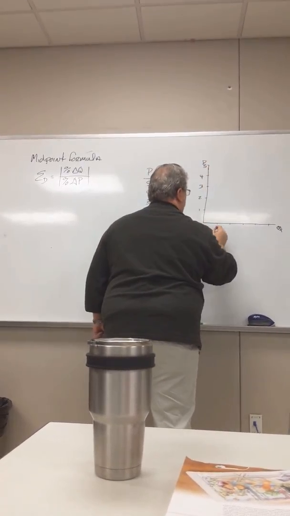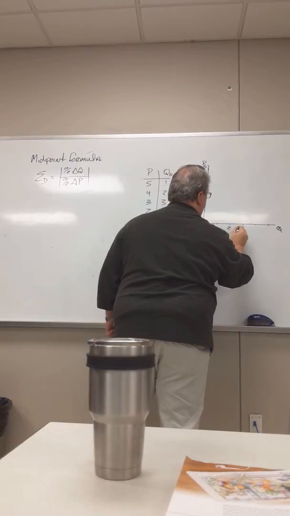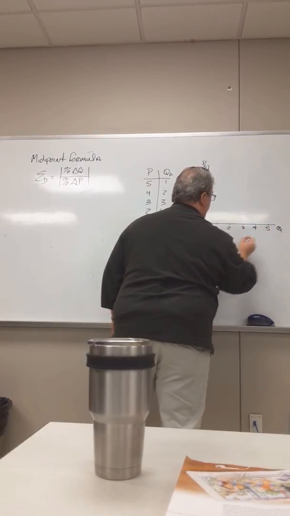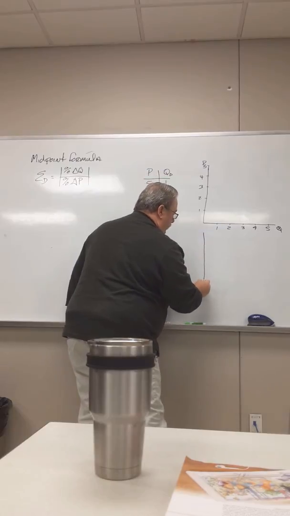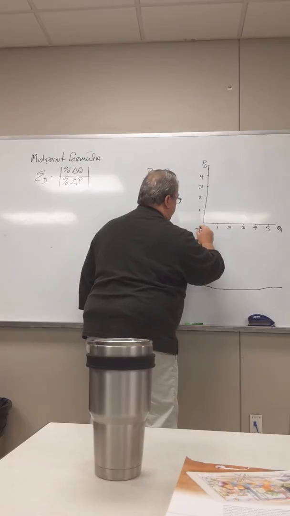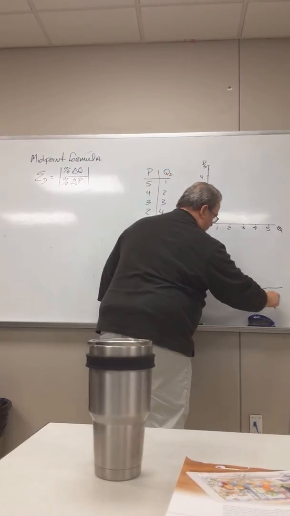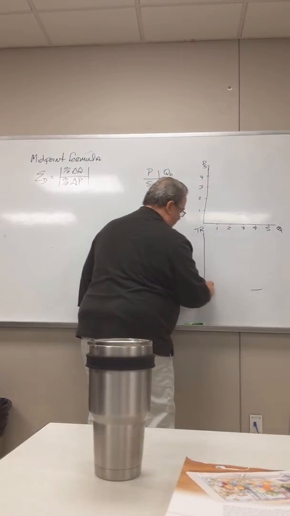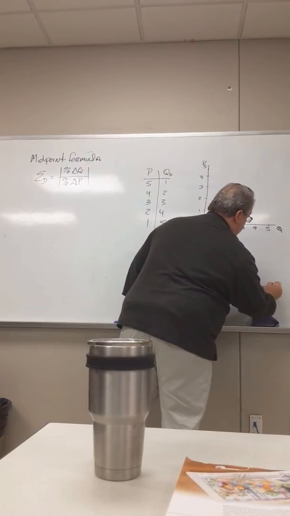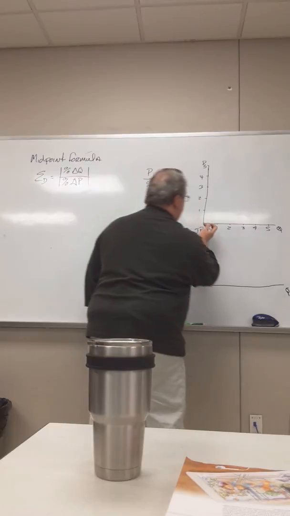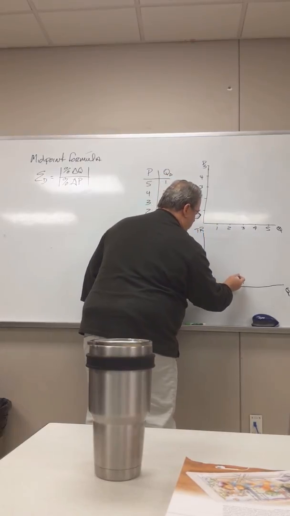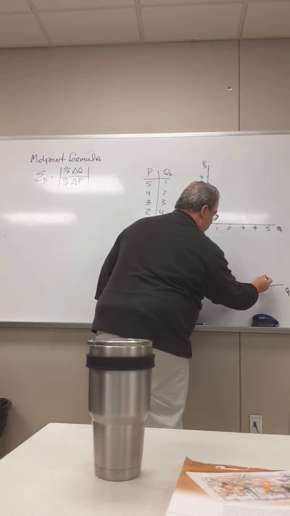I'm also going to create a second graph underneath of this one. The x-axis will be the same for both graphs. The y-axis will be different because I'll be calculating total revenue. You have a little straight line here. The x-axis will be the same as we see up at the top.